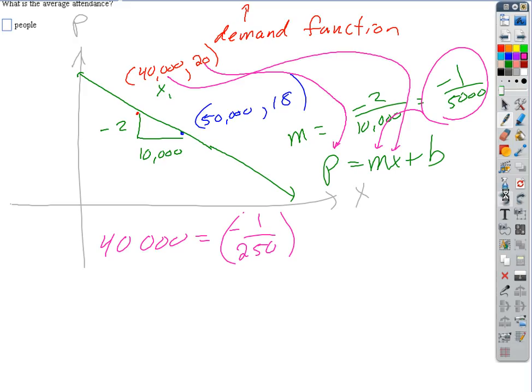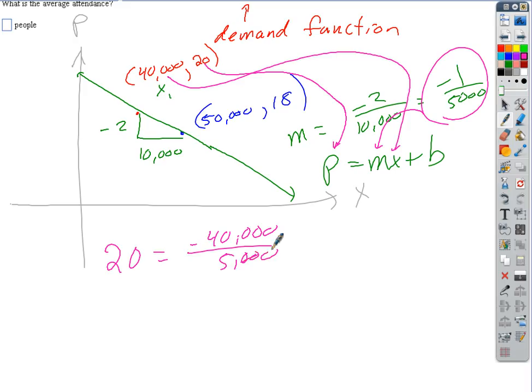So 20 equals 40,000 times m, so negative 1/5,000th times 40,000 is negative 8. Negative 40,000 over 5,000, cancel the zeros, negative 40 over 5 is negative 8, plus b. So what's b? 28. Okay.